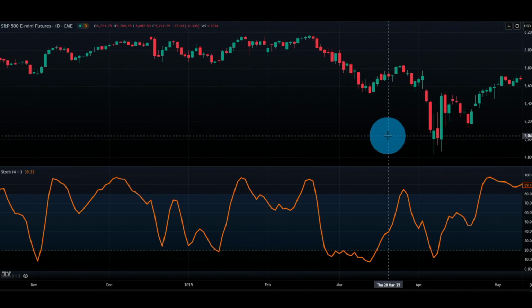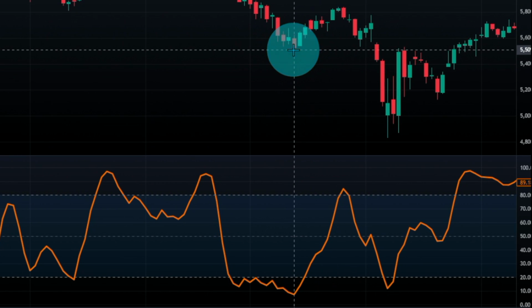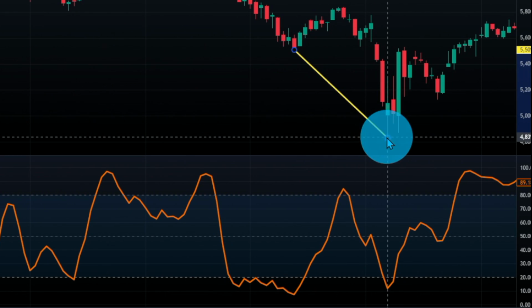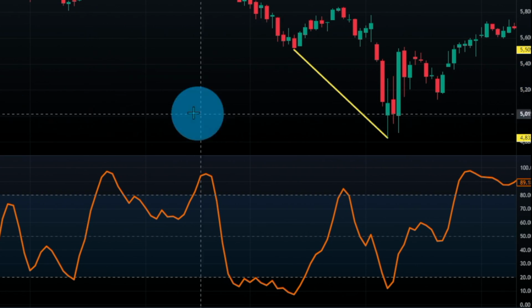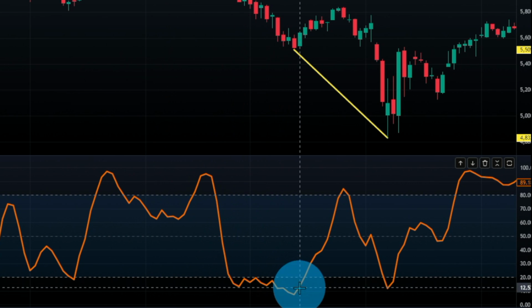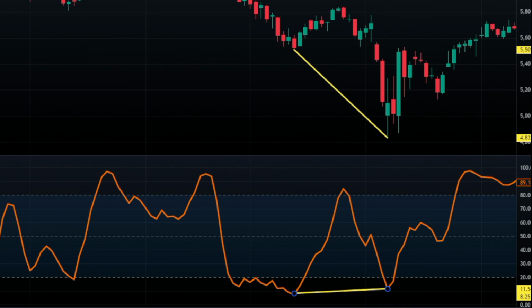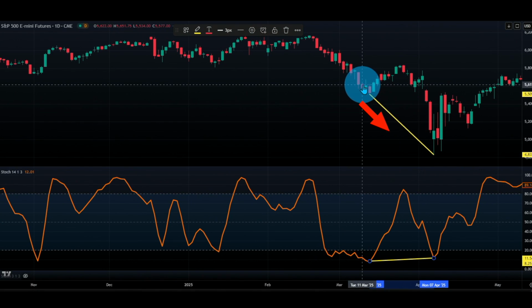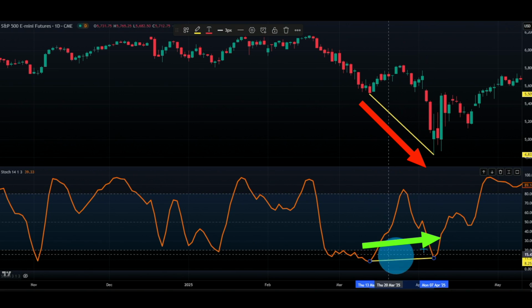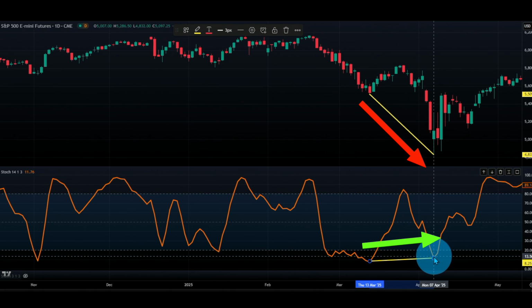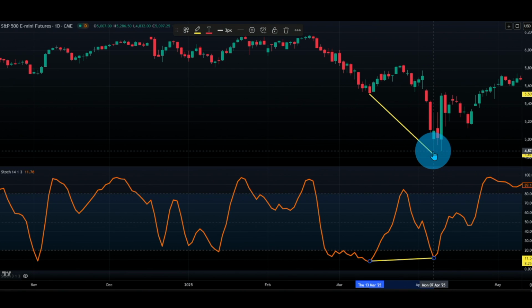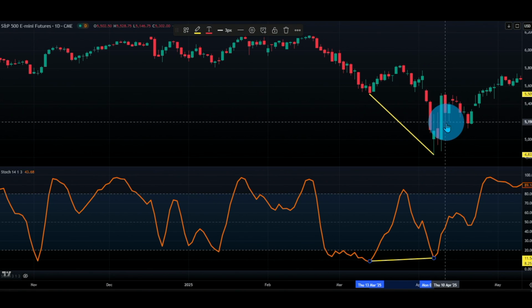So here is an example of a divergence. This price here makes a low and then makes a lower low here. On the same chart, this oscillator, which is the stochastic, makes a low here, but then makes a higher low. So this is a bullish divergence. The price made a lower low, but the oscillator did not agree with it and made a higher low. So we expect the price to move up, which of course in this case it did.